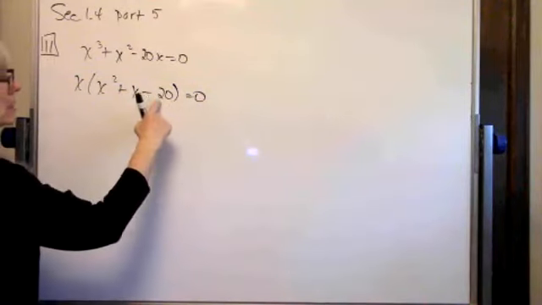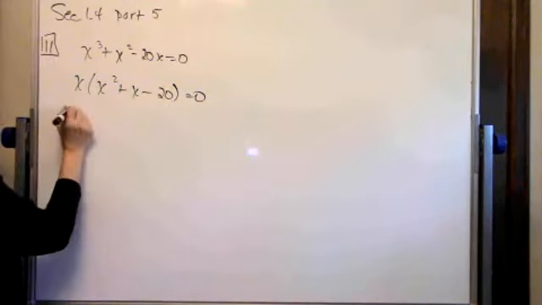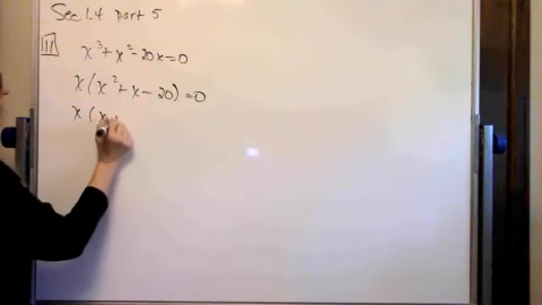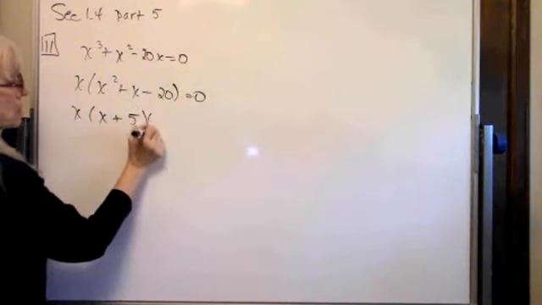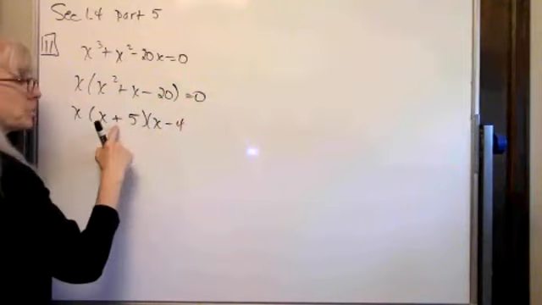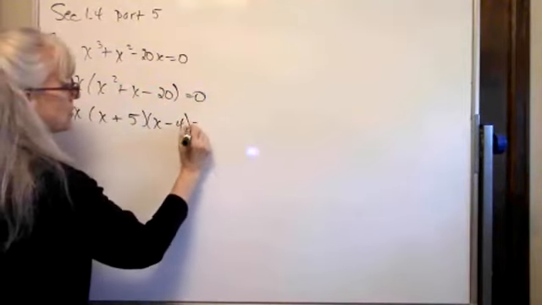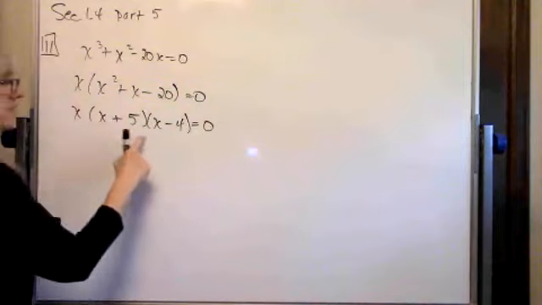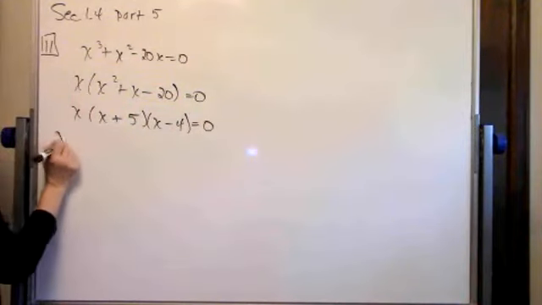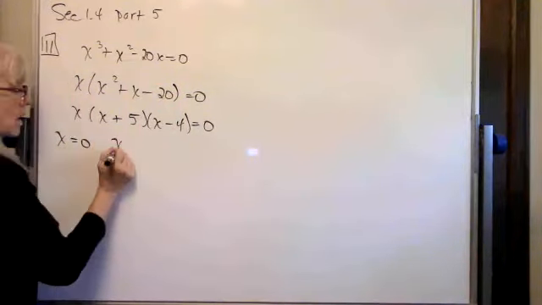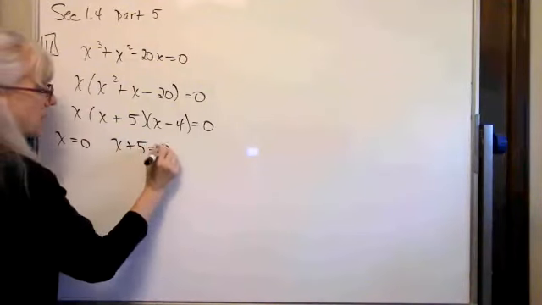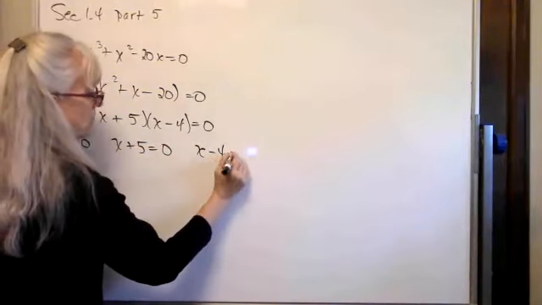There are factors of 20 that subtract to 1. So we'll have the x that is out in front. The quadratic on the inside is factoring into x plus 5 times x minus 4. Now that I've got it factored, we're going to set each of the factors to 0. The x out in front is equal to 0. The next factor of x plus 5 is equal to 0. And the next factor of x minus 4 is equal to 0.